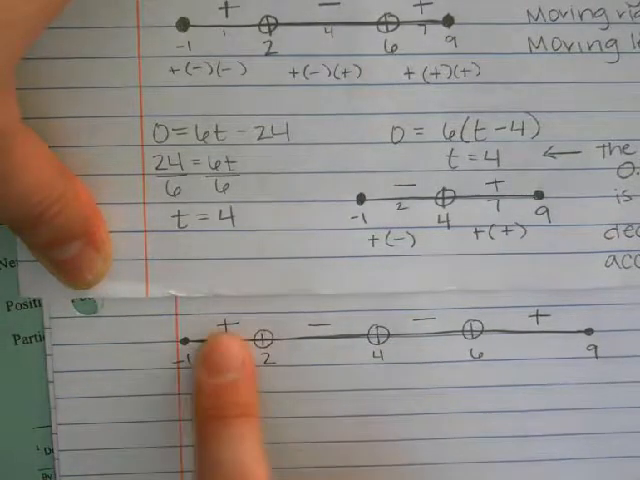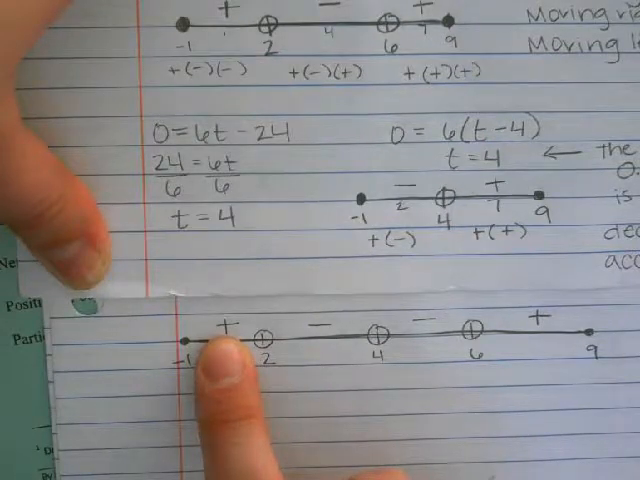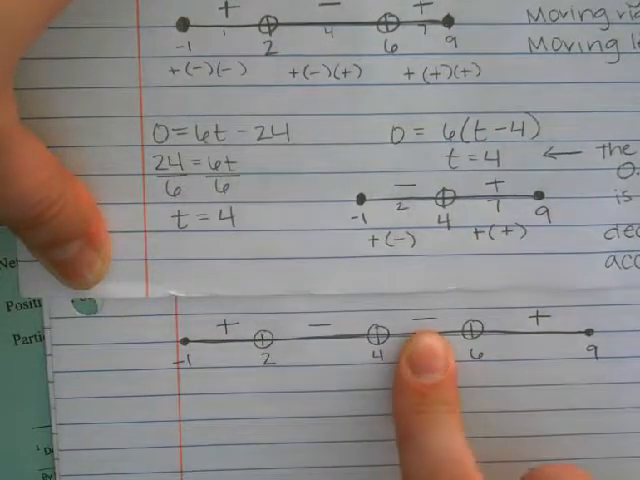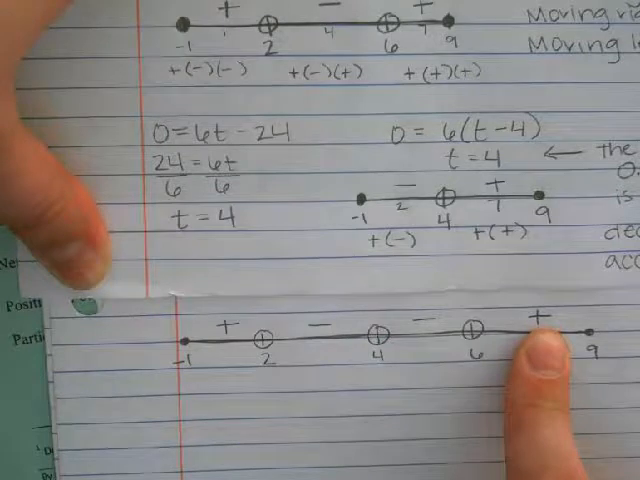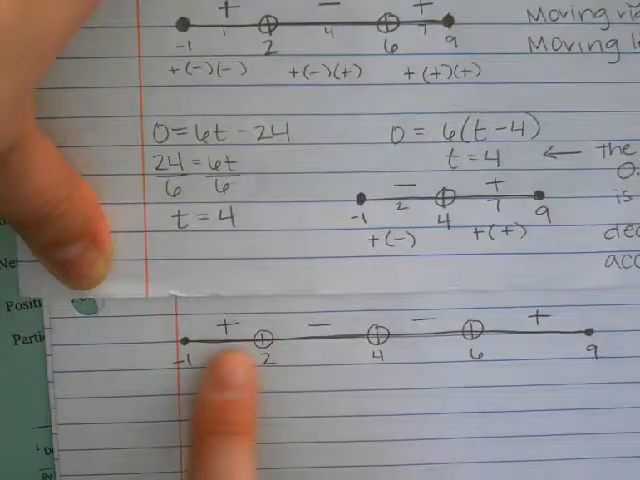So on the top, I did my velocity signs. Here the particle is moving right, the particle's moving left, the particle's moving left, the particle's moving right. Does that make sense? From 4 to 9 on the acceleration one, it's positive. We're going to do the acceleration signs on the bottom.